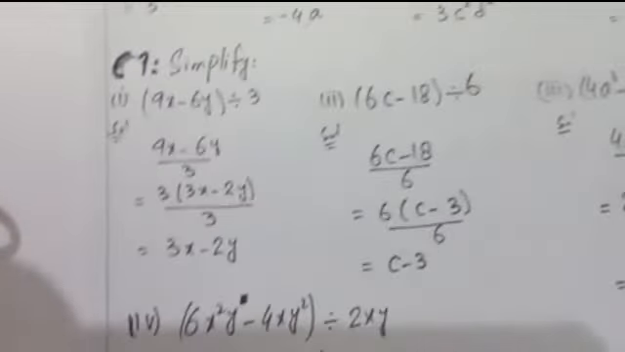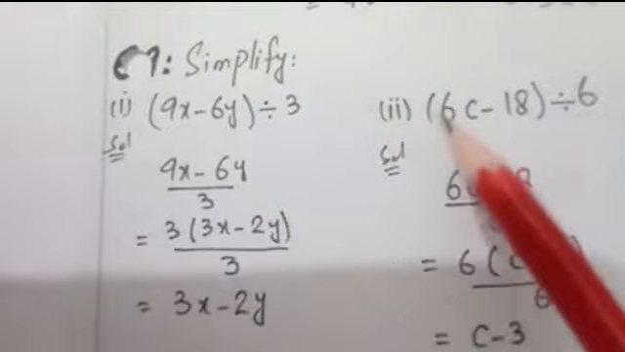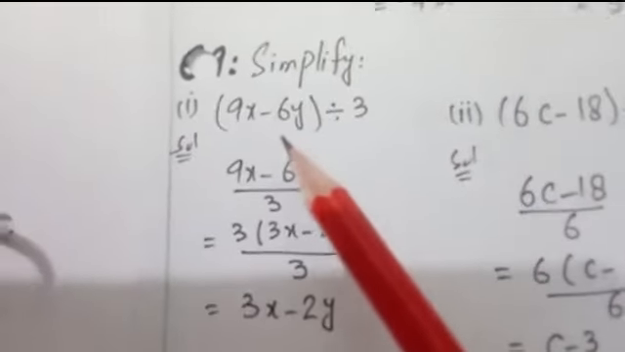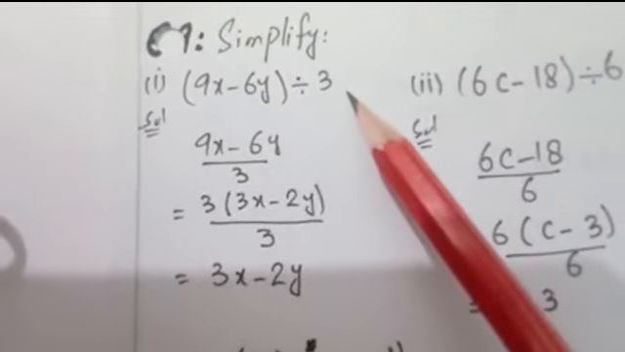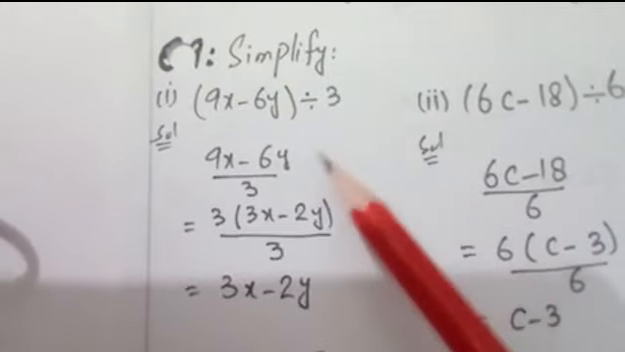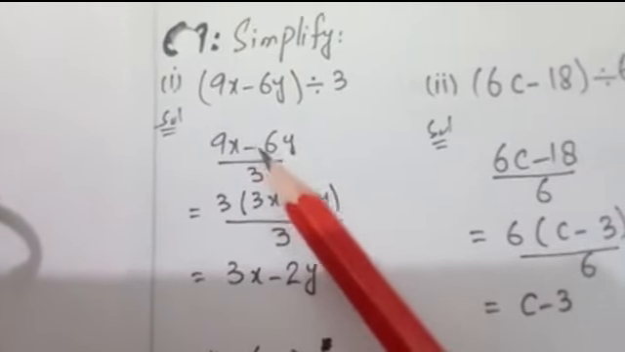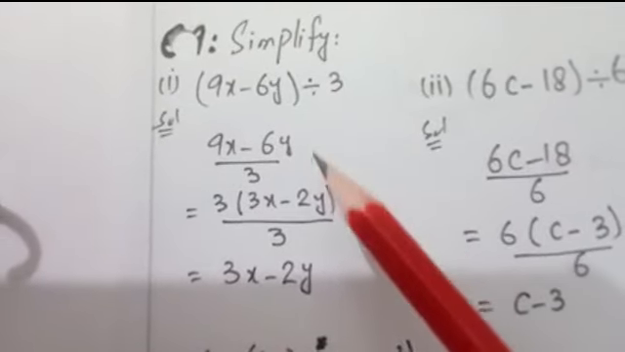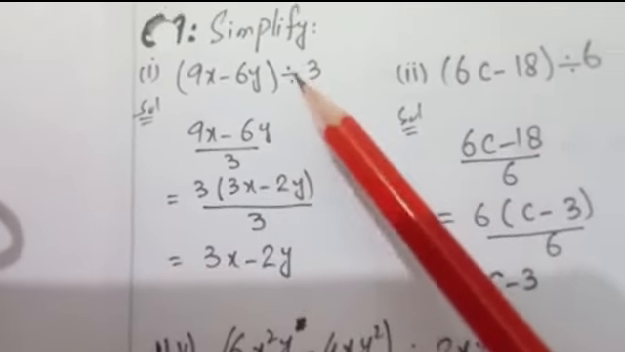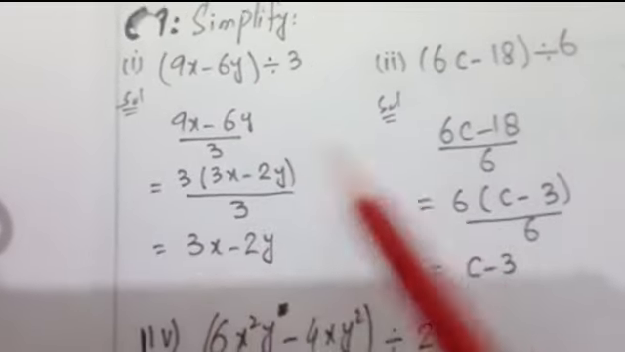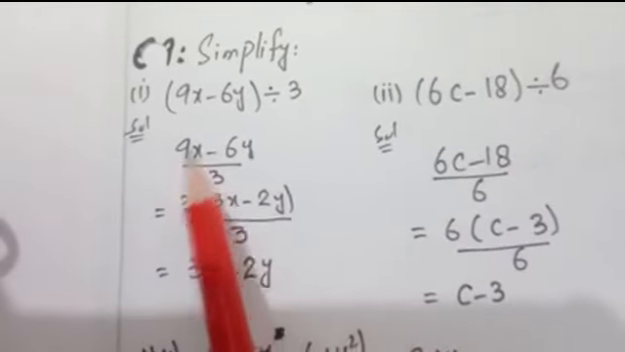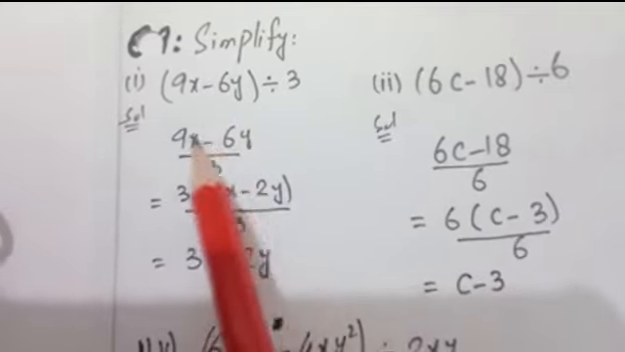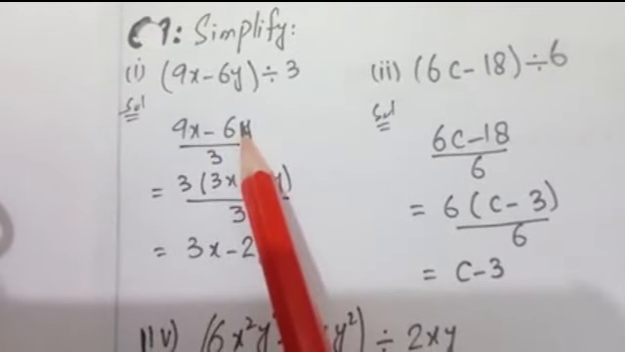Now we start question number 9, that is, simplify these expressions. First expression is 9x minus 6y divided by 3. So 9x minus 6y, you can write this division in the form of a fraction. Now take the common factor of 9x and 6y. The common factor of these two expressions is 3.